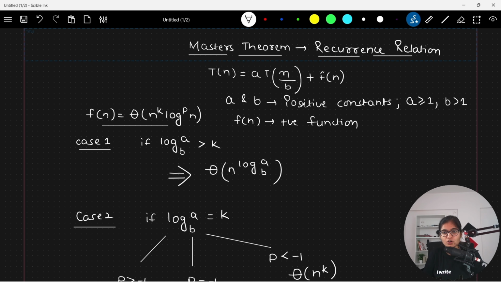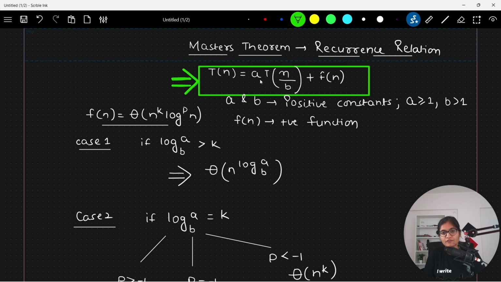First of all, your recurrence relation will look like this. Whenever you are trying to apply Master's theorem, you should take note that your recurrence relation will be of a form like this, where we again have a single recursive term. For example, here you can see T of n by b is a recursive term, and here a is some constant and b is also some constant, and f of n is some function which is, I can say, a positive function.